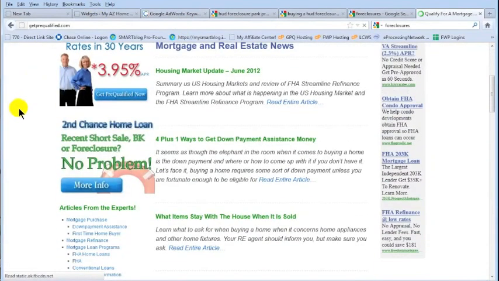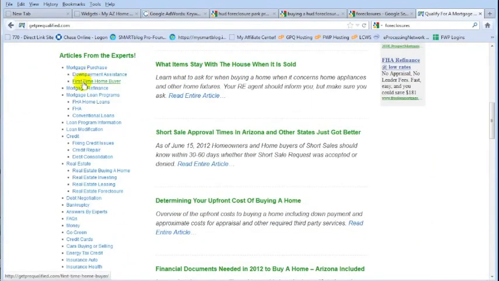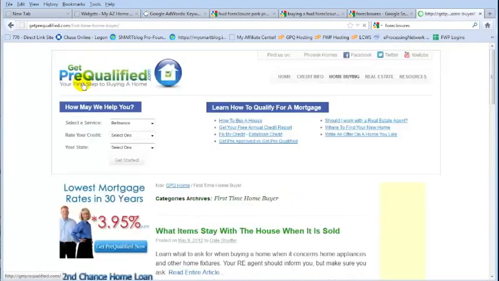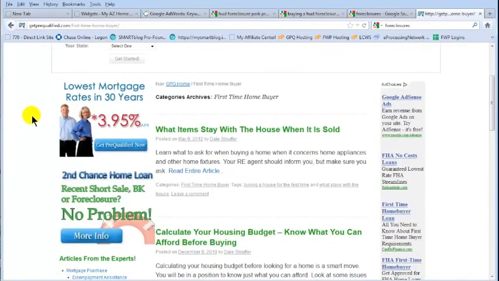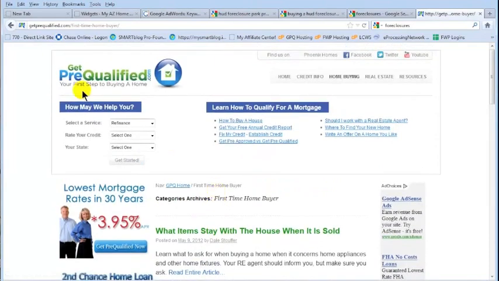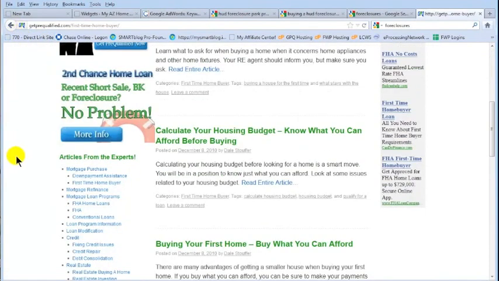Like when I go in here and look at first time home buyer, see, it's not assigned. This article is in the first time home buyer category, but if you noticed, it was in the subcategory of mortgage purchase, and it's not listed in that category. So you're not going to find it in the main category.